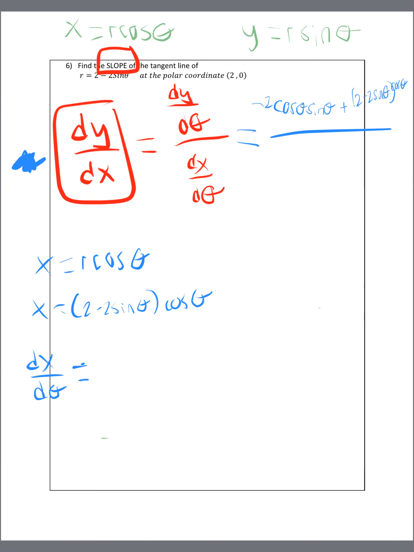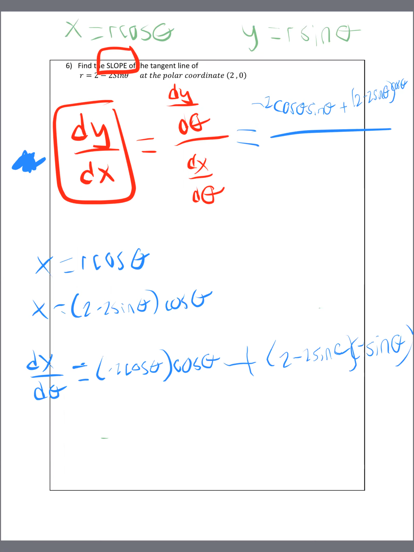So that's just the product rule again. So you would do the derivative of the first one, which is -2 cosine of theta, right? Yes. Cosine of theta times cosine of theta, because you leave the second one alone, plus 2 minus 2 sine of theta, and then times negative sine of theta. That's the derivative of cosine, right? Yes. Perfect. And again, I would just leave that the way it is.